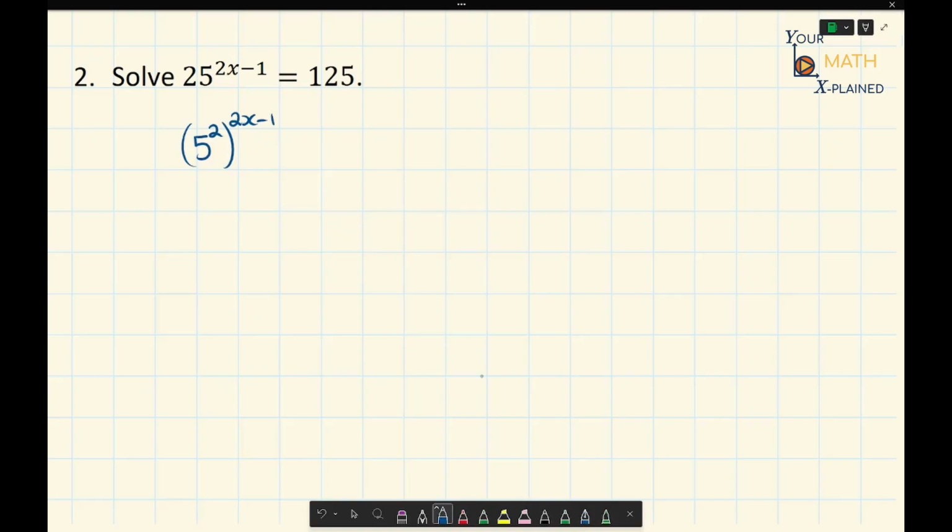Now the right-hand side is 125. And that can be rewritten as 5 to the power of 3.